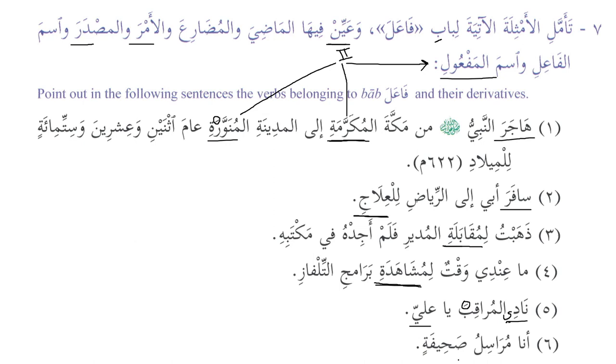Ana murasilu sahifatin. Murasil. Ismul fa'il. What is this, ismul fa'il or ismul maf'ul? Ismul fa'il. I'm going to send a letter, or I am the sender of the letter. If you remember that ismul fa'il, normally it is used as mudaf, and the noun that follows it is mudaf ilayh. It can be translated as I'm going to do something, or I am the doer of something. Both translations are possible.